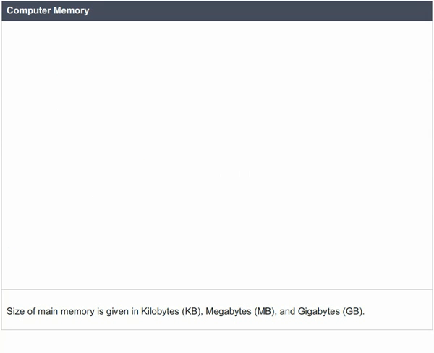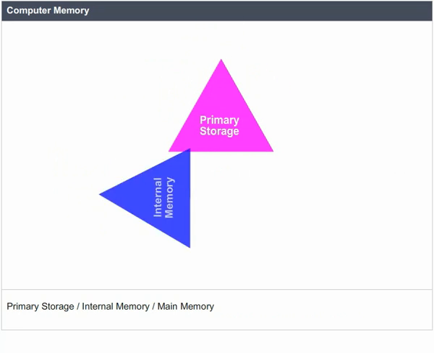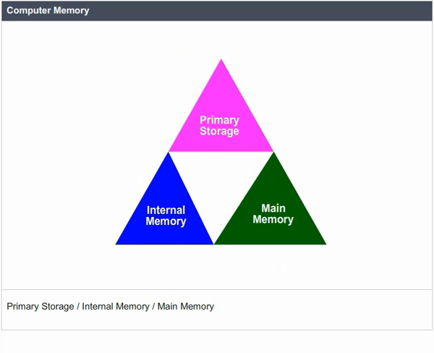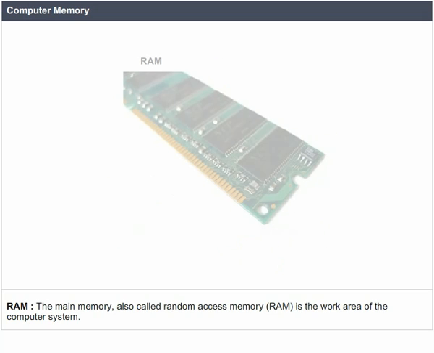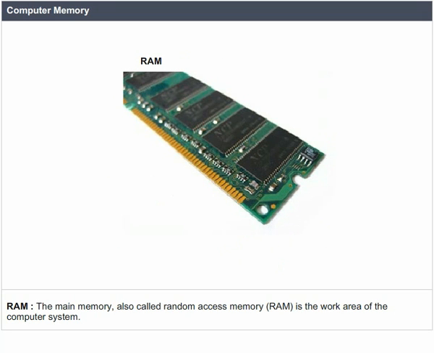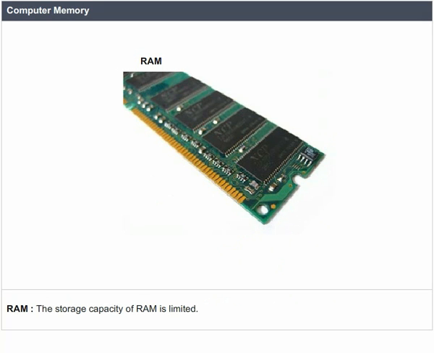Primary storage, or internal memory, or main memory. The main memory, also called random access memory (RAM), is the work area of the computer system. It stores program instructions or part of data for immediate needs. The storage capacity of RAM is limited.